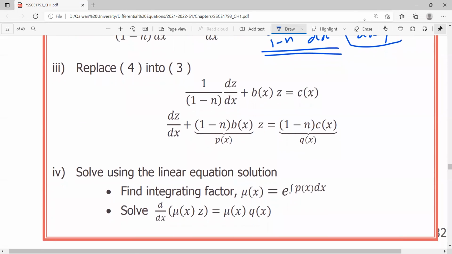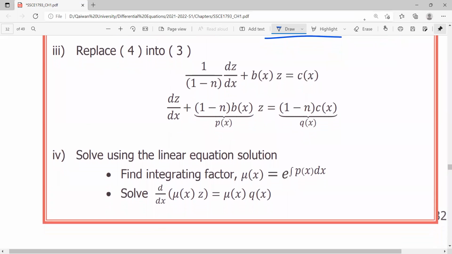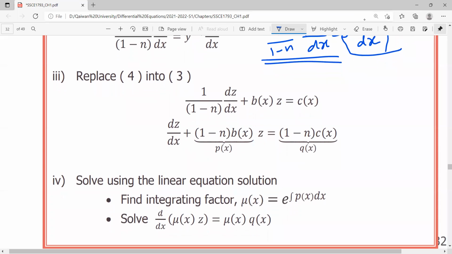And then the differential equation becomes a linear differential equation. Here, we have dz by dx times 1 over 1 minus n. And in the linear differential equation, we said the coefficient of the derivative must be 1. So we multiply both sides by 1 minus n here. We get dz by dx plus (1 minus n) times p of x times z equals (1 minus n) times q of x.